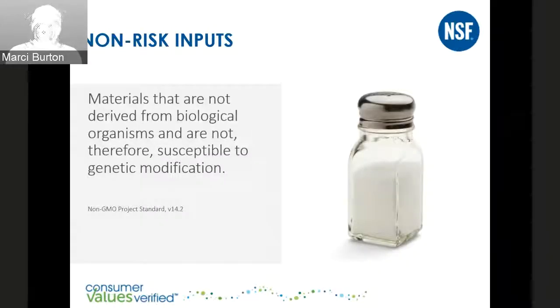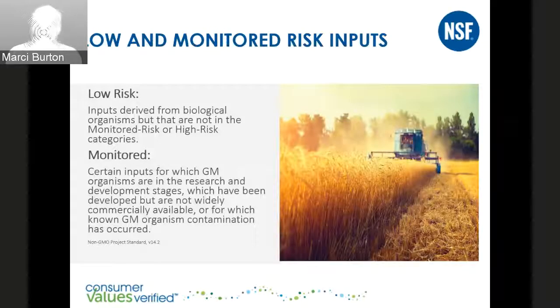The non-risk inputs for the non-GMO project are materials that are not derived from biological organisms and are therefore not susceptible to genetic modification. So we're talking about minerals, salt, baking soda. Low-risk ingredients are ingredients that are derived from biological organisms, but they're not commercially available in a GM form. And the monitored list are GM organisms that may be in research and development stages, but at this time they're not commercially available. So these two are kind of treated the same. We have to just confirm that they do fit into that status and there are no high-risk sub-ingredients.